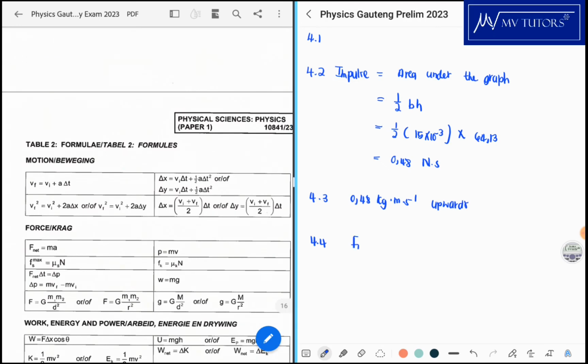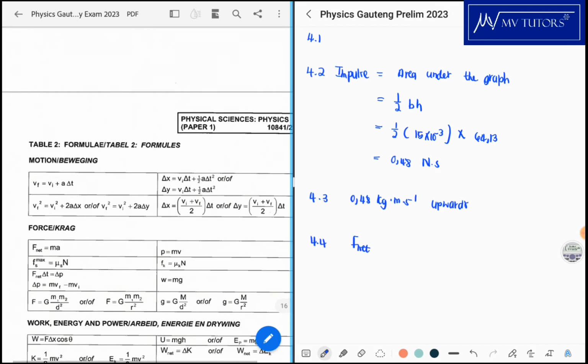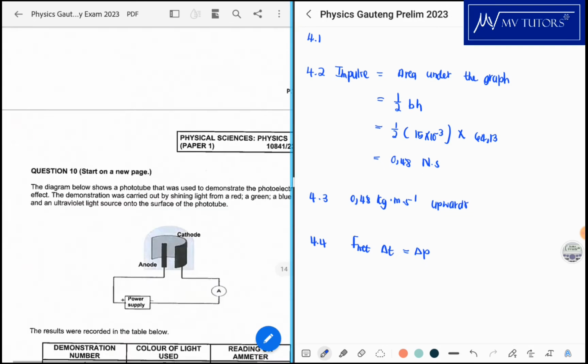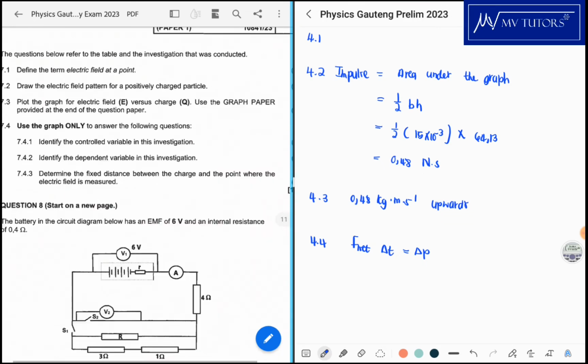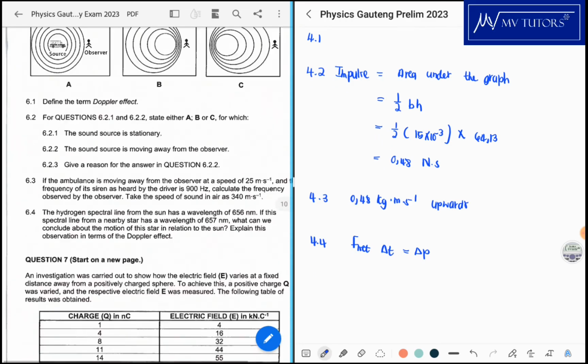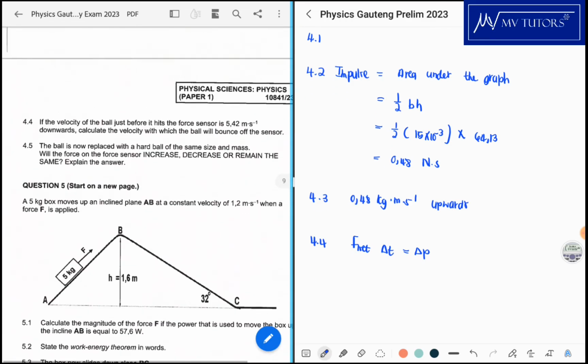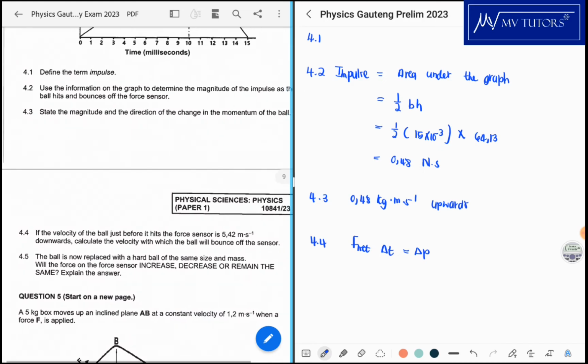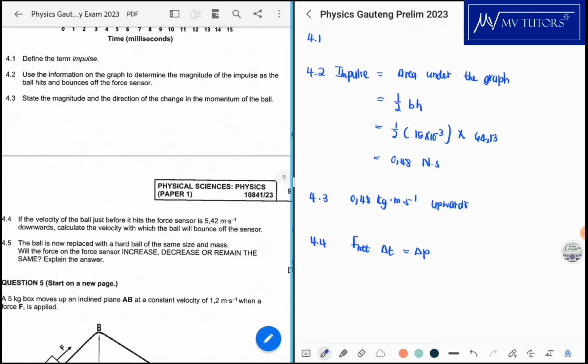Let me just write it down: net force multiplied by change in time is equal to change in momentum. The reason I'm going to use change in momentum is because there's velocity there, before and after, initial and final. So we are looking for the final velocity. The net force times time, remember that is impulse. We've already calculated that, so that's 0.48.